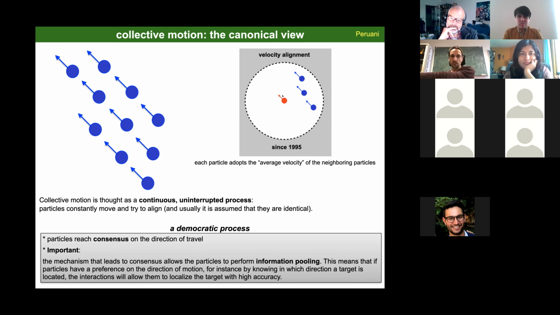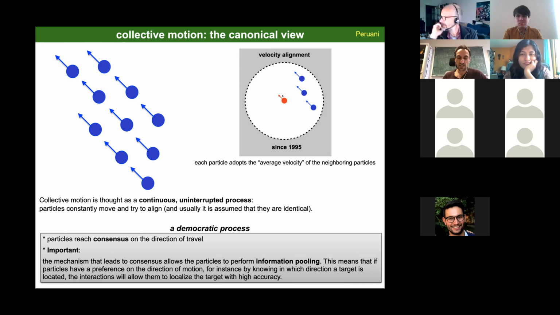Another aspect to consider is that this typically, depending on which context you are looking at, is seen as a democratic process, and it is at least cited even in social physics and social applications as a model in which consensus emerges. So particles reach consensus, in this case, on the direction of travel. And what is very important for us is that the mechanism that leads to consensus is also what allows the particles to perform information pooling. By how the model has been constructed, information pooling occurs in a natural way. Everybody has to compromise and they go to the average direction.